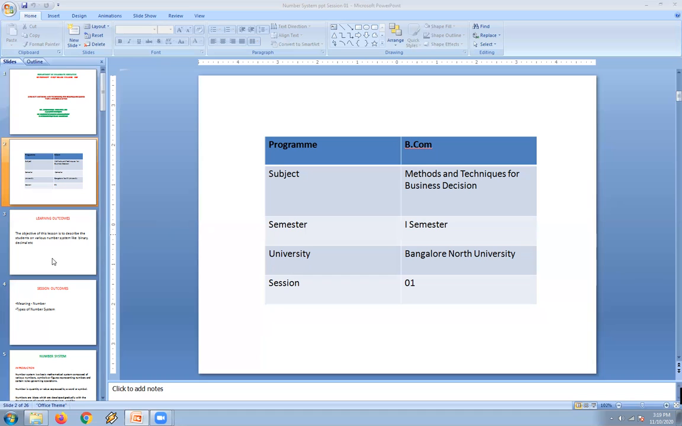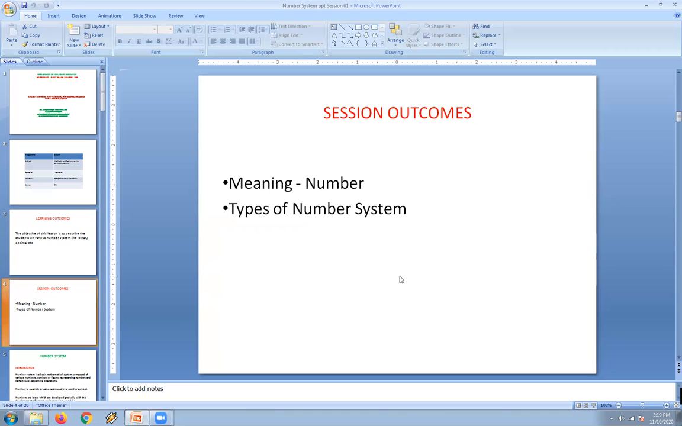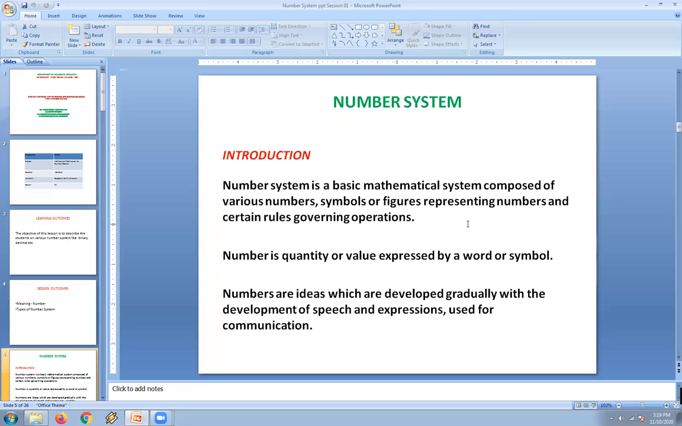Before going to see the types of number systems, let us see the session outcome, that is, the learning outcome of this session. The objective of this lesson is to describe to the students various number systems like binary, decimal, etc. And the session outcome is the number and the types of number system.